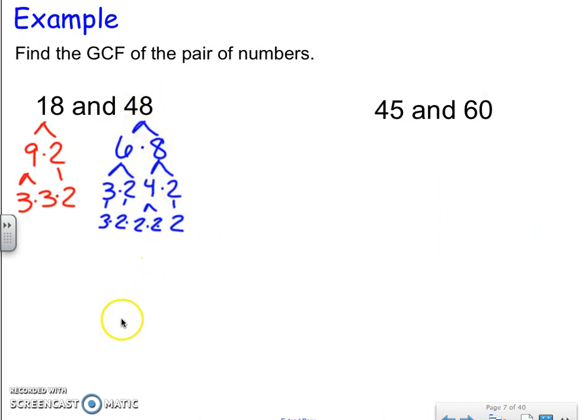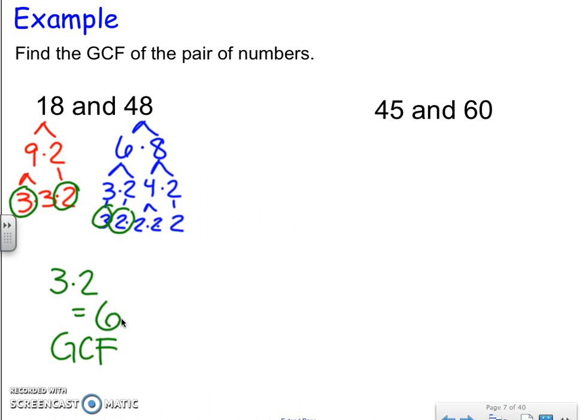So now you need to see what they have in common. So they have a 3 in common. Okay. They have a 2 in common. And that's all they have in common. So if I were to multiply those together, I would get 6. Okay. So the GCF of those two numbers is 6. Maybe you could tell that by looking at those two numbers, but if you cannot tell the biggest number that goes into two of them, then you will have to do it by hand. Okay, so why don't you try this one on your own?